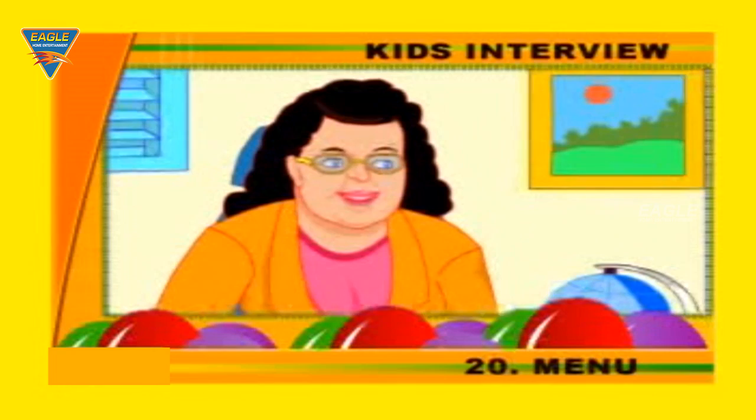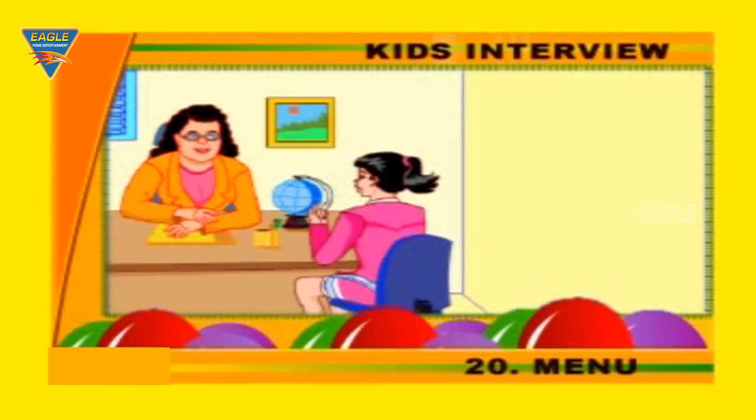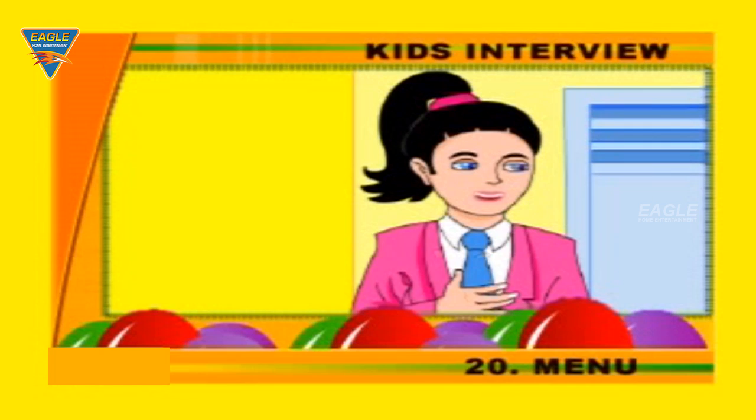Name 3 objects of red color. Apple, rose, and cherry are red in color. Name 3 objects of yellow color. Mango, banana, and sunflower are yellow in color.